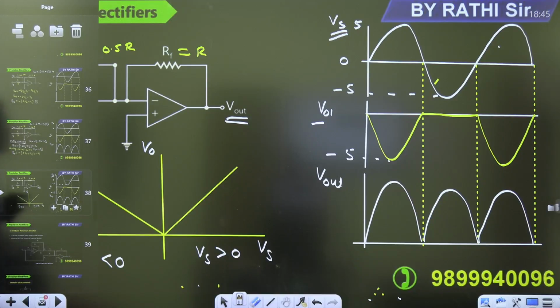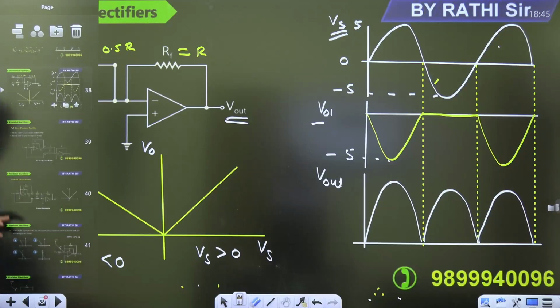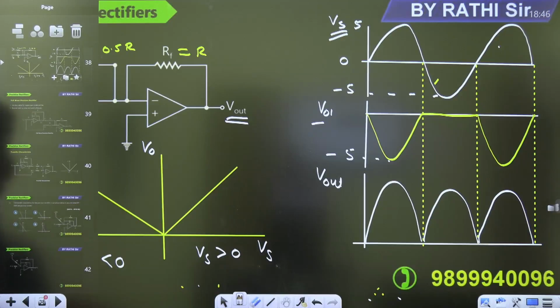Okay then. So always focus on this. I have already discussed the full wave rectifier and half wave rectifier. Question. I think now up to this point everything is clear.